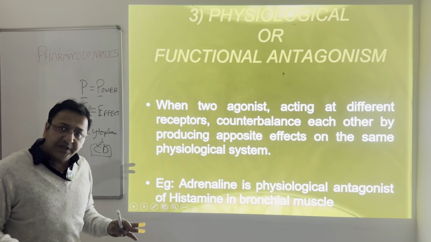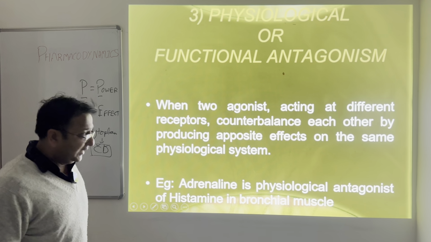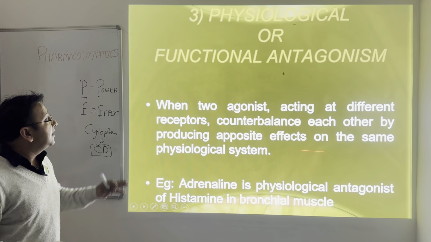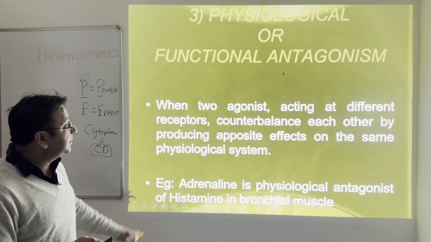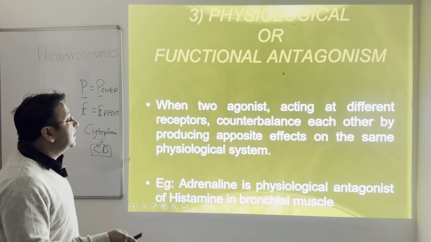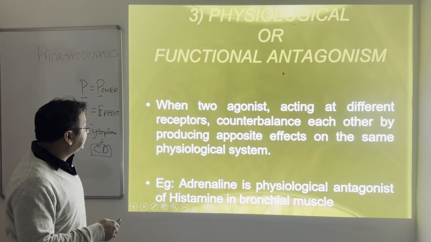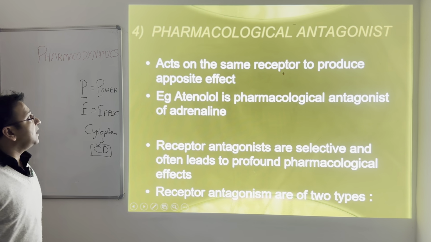One is the bronchoconstrictor and one is the bronchodilator. Histamine is the bronchoconstrictor, adrenaline is the bronchodilator. So that's why we call it, when two agonists act at different receptors, adrenaline and histamine counterbalance each other. One is producing bronchodilation, one is producing bronchoconstriction, producing opposite effect on the same physiological system. Okay.